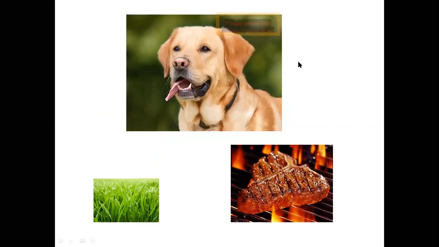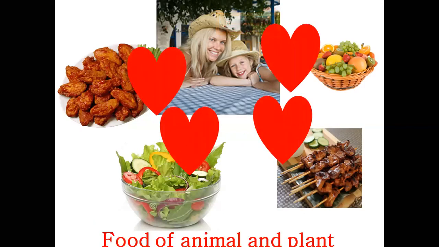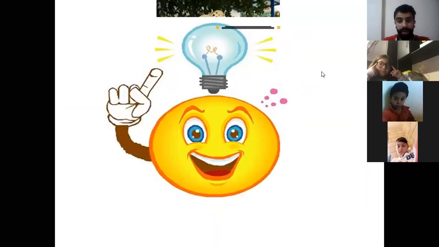While this dog, will it eat grass or will it eat meat? Sure, it will eat meat, which is food of animal origin. We, as humans, what do you think? Will we eat food of plant origin or food of animal origin? Sure, we eat both food of plant origin and food of animal origin. So we eat all of these. We eat both types of food. So these are the human food types.